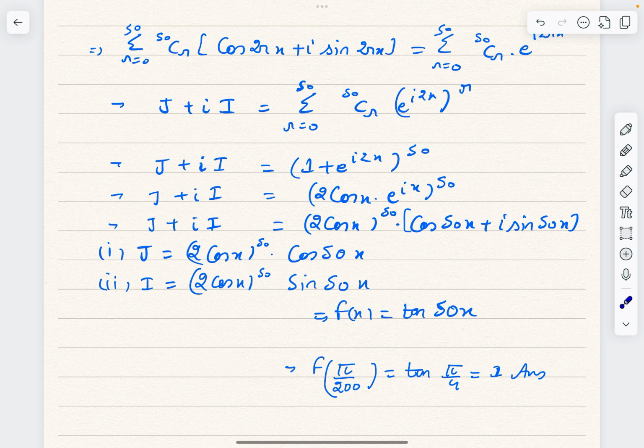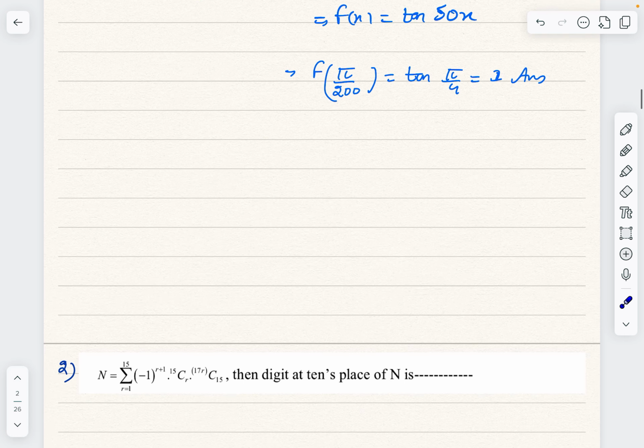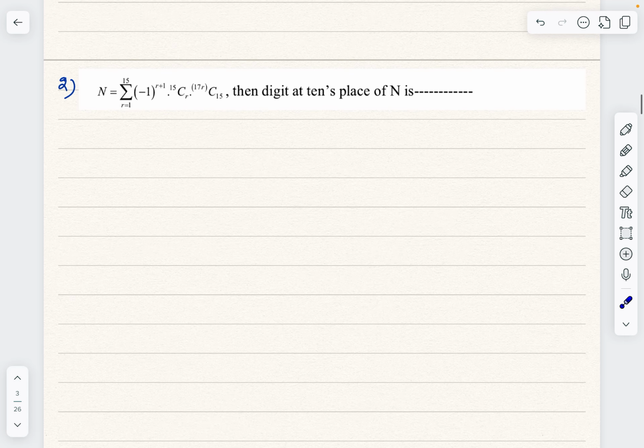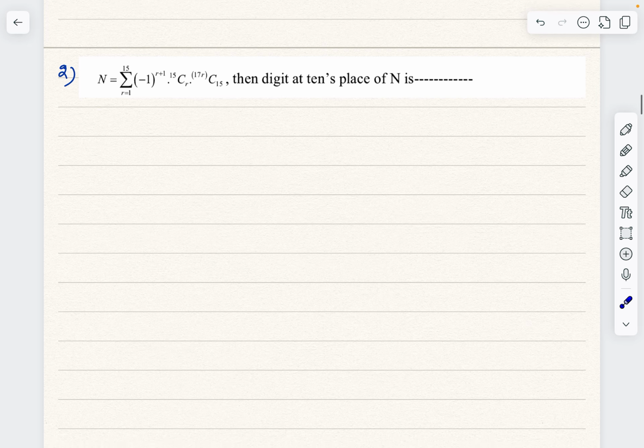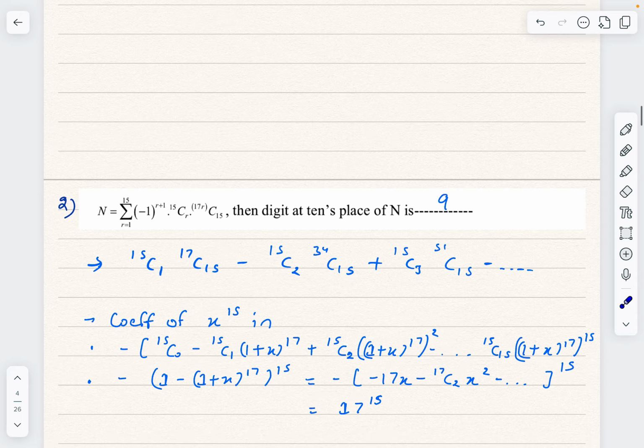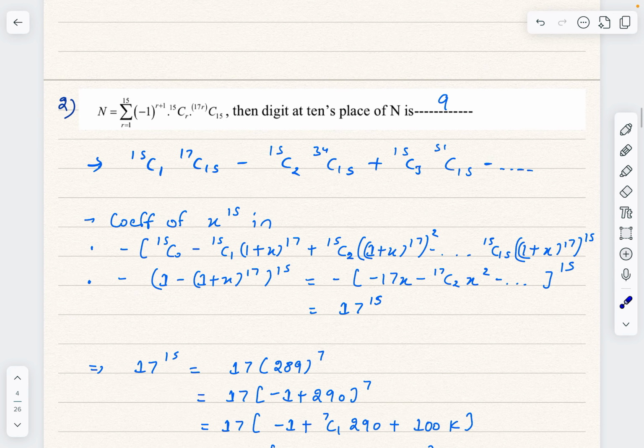That's all. Next guys, if N is summation r from 1 to 15 of (minus 1) power (r plus 1) 15Cr into 17r C15, then the digit at tens place of N is. This is a very good problem. You can give it a try. Let us start discussion guys. The answer for this problem is 9.